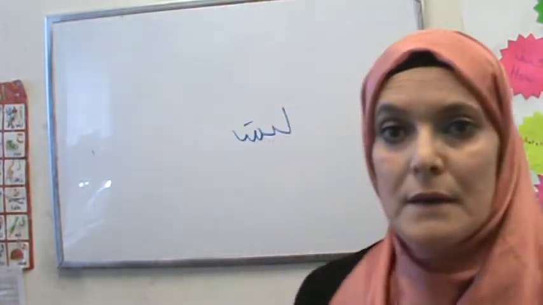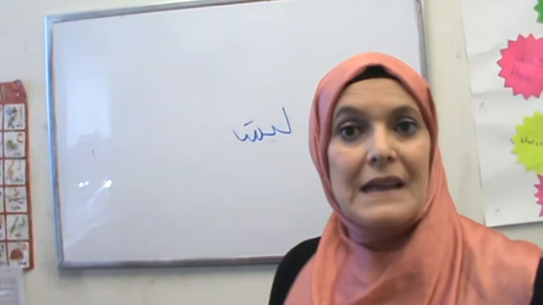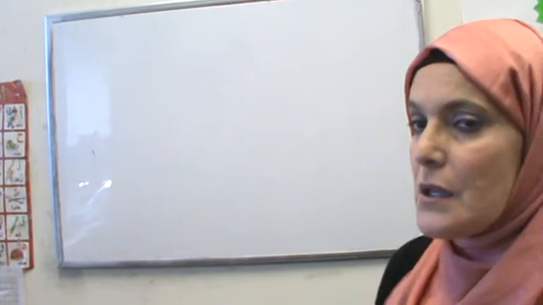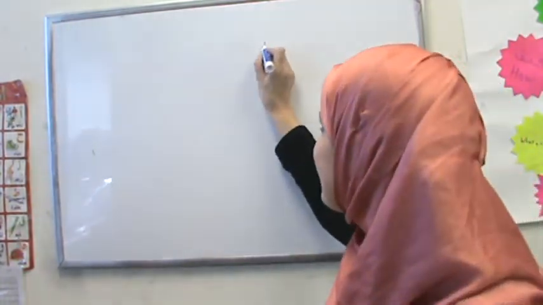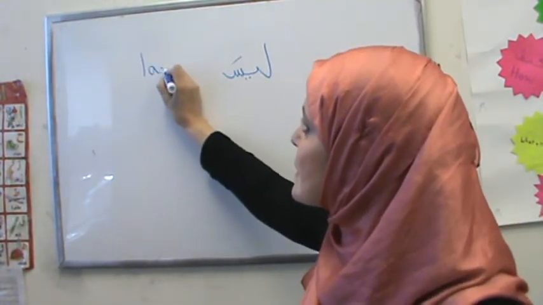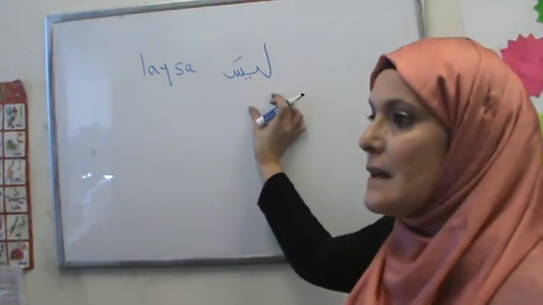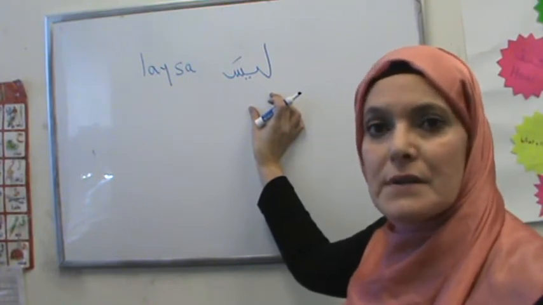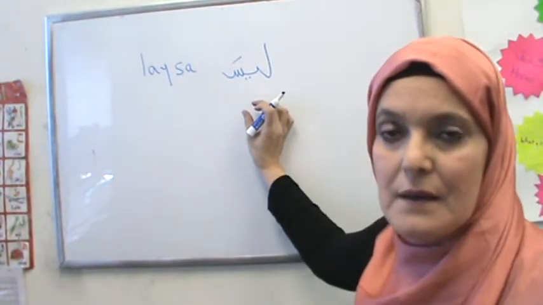The verb to be not is called in Arabic laysa. Laysa, it's to be not or to not be. Laysa. This is a kind of verb that we put in front of an adjective to negate the adjective.